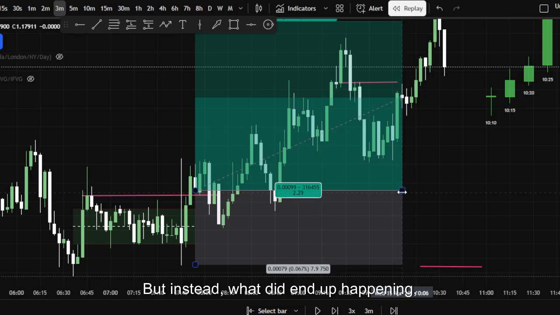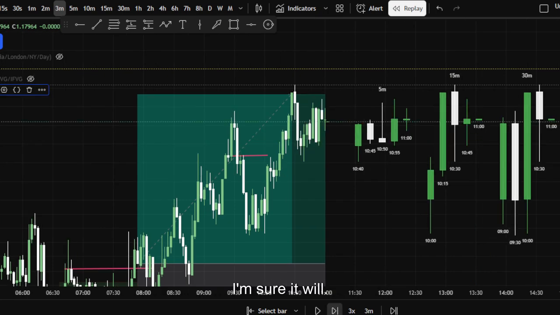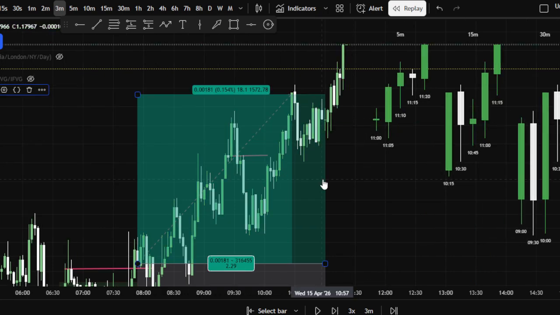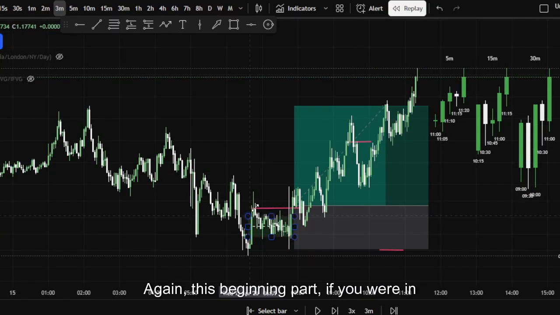But instead, what did end up happening, this second trade we took was fine. And if I'm still here watching and we come this close to sweeping this liquidity, I'm going to wait for the continuation model. Let's just see if it goes and ends up getting taken. I'm sure it will. There it is. We take all the liquidity. So when context actually starts to line up, you see these trades just work beautifully. Again, this beginning part, if you were in it, very unfortunate.